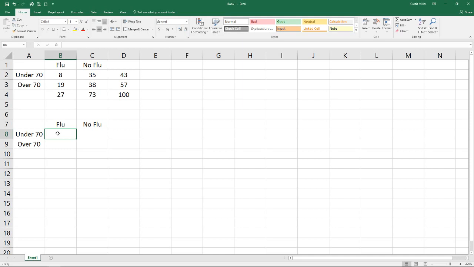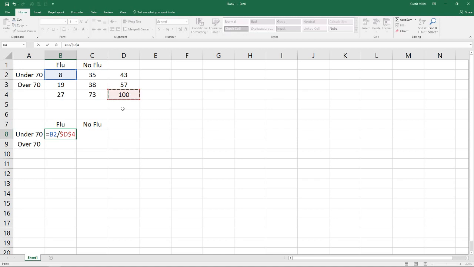So first we start off our formula with the equal sign. I'm going to grab this intersection here where under 70 meets flu, and divide that by my 100, which is the total number of people in my group. Before I hit enter, I'm going to hit my F4 key on this second value. When that adds dollar signs in, it means I'm able to drag my formula and copy it to other locations without that value changing at all.